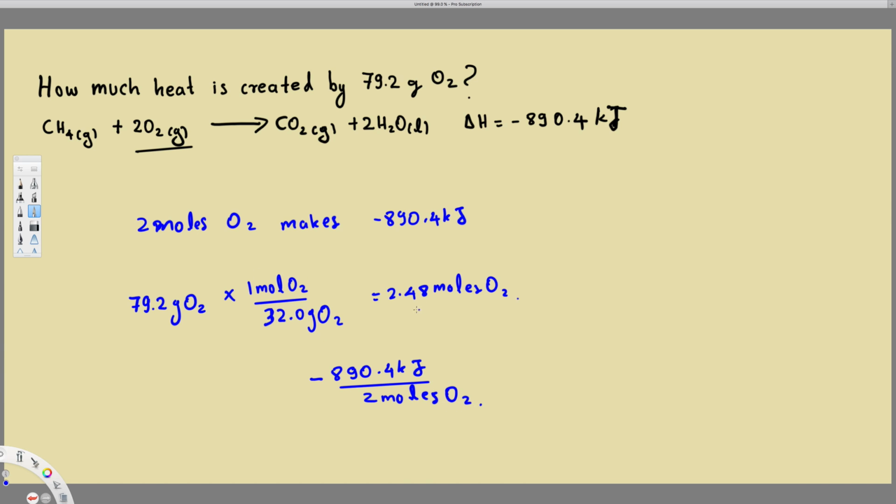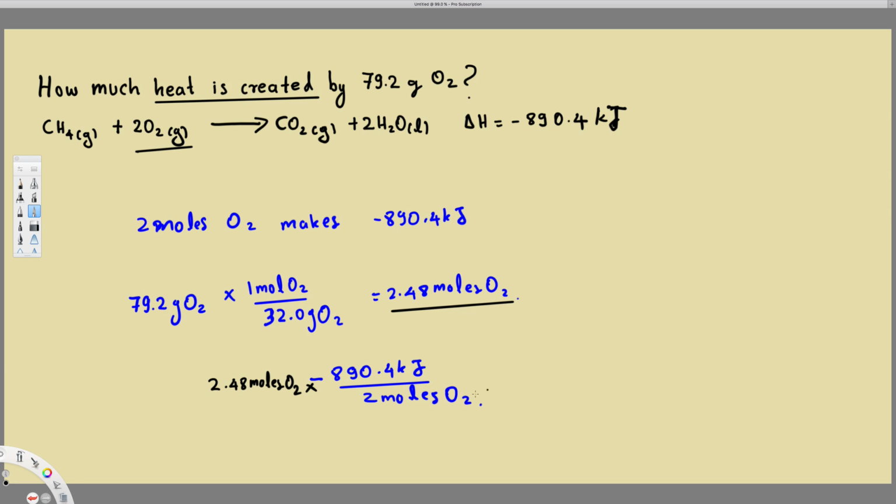Now we have to calculate how much energy 2.48 moles of O2 making, right? That's the question: how much heat is created by 79.2 grams? So that is 2.48 moles. Now we are trying to calculate the energy. We want the moles to be cancelled. If you multiply this one, these moles are going to be cancelled, right? So we are going to multiply this 2.48 moles of O2 with this one, and that's going to cancel the moles and give us the answer in energy.